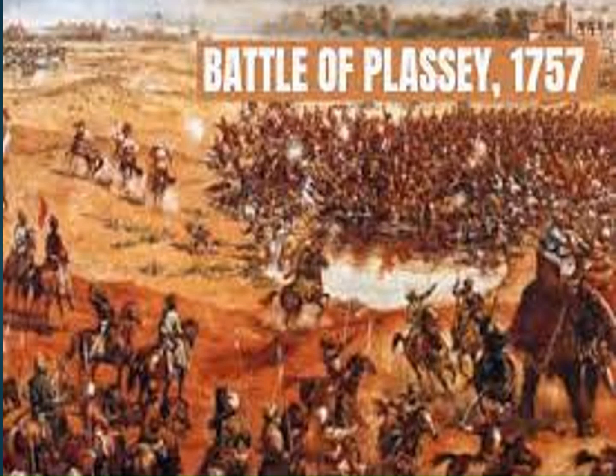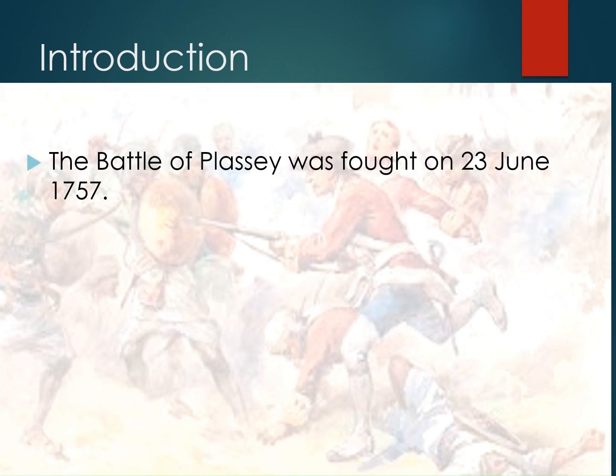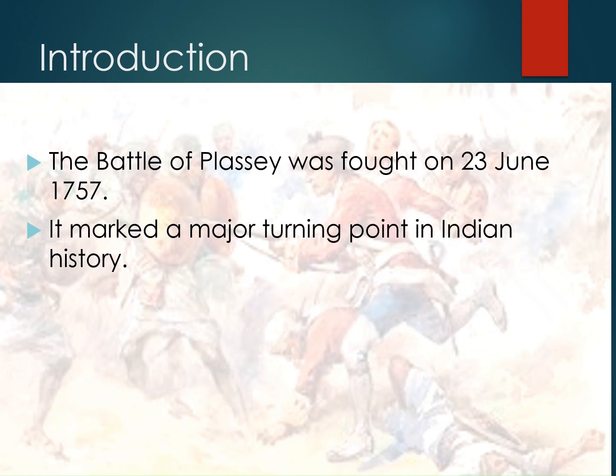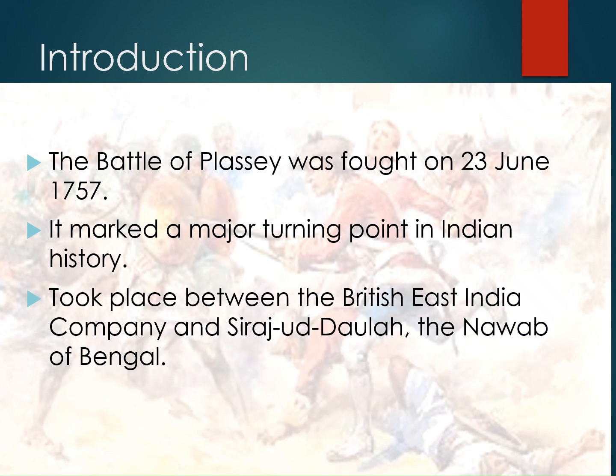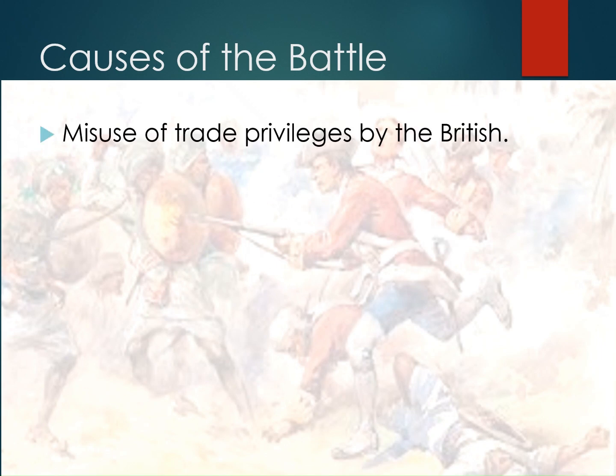In today's video, we are going to see about the Battle of Plassey. The Battle of Plassey was fought on 23rd June 1757. It marked a major turning point in Indian history. It took place between the British East India Company and Siraj-ud-Dowla, the Nawab of Bengal. Let us see the causes of the battle.